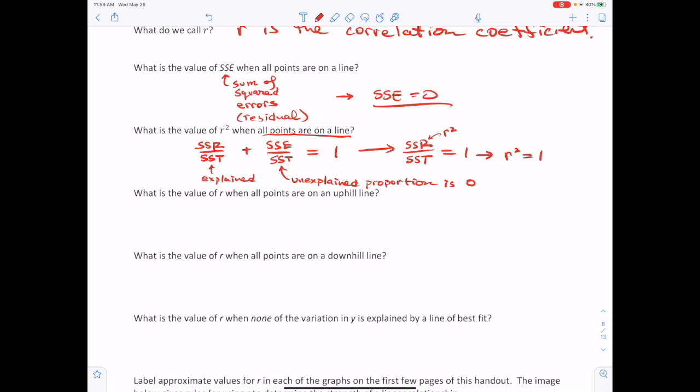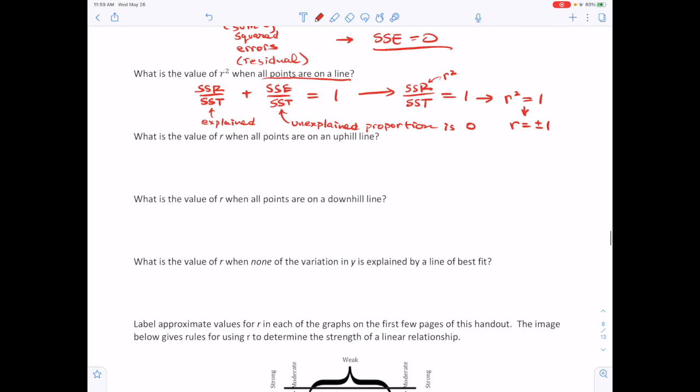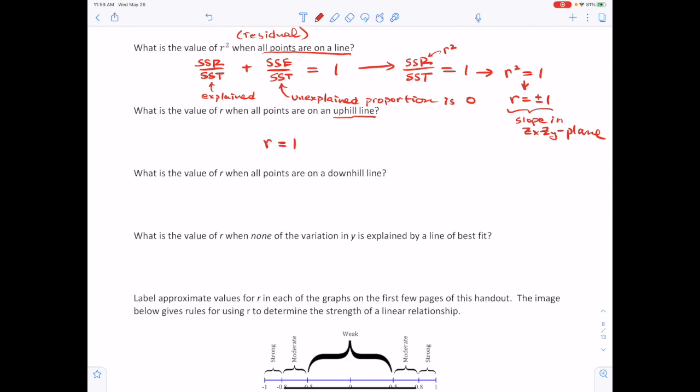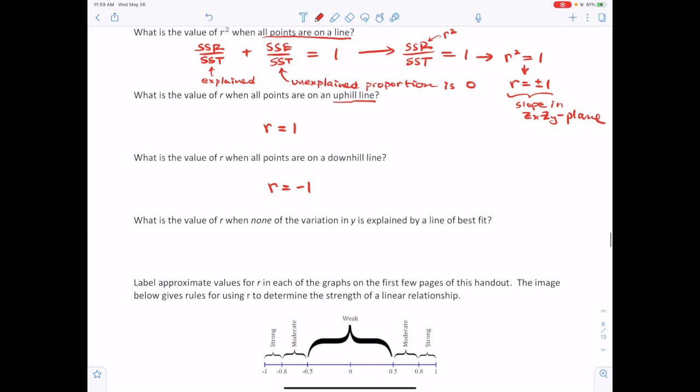Okay, so if R squared is 1, then we know that the range of values here is that R has to be plus or minus 1. Okay. And this is the slope, R is the slope in the ZX, ZY plane. Okay, so if the points are all on an uphill line, then R would have to be 1 because the slope has to be positive. And if the points are on a downhill line, then R has to be negative 1 because the line goes downhill. It has a negative slope.